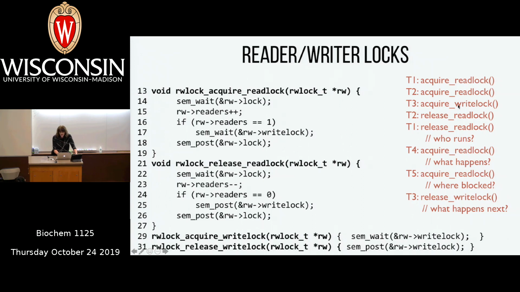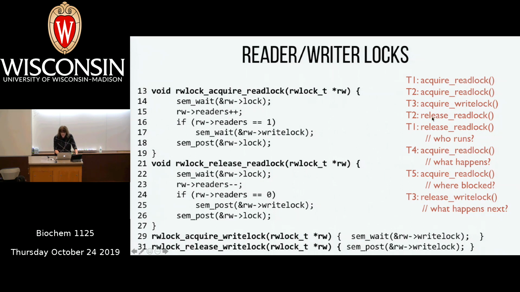Now T3 comes along and it wants to grab a write lock. It's a writer thread, and so it calls acquire write lock. It calls sem wait on the write lock. What's going to happen at that point? The important thing is that the reader already called sem wait on that write lock. So when the writer does that, it's not going to be able to get this write lock. That value has already been decremented down to 0, so the writer will be stuck right here waiting until someone calls post, someone releases the lock. So we have a writer that's waiting here.